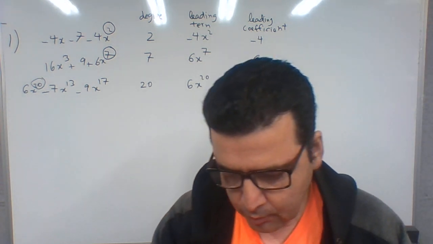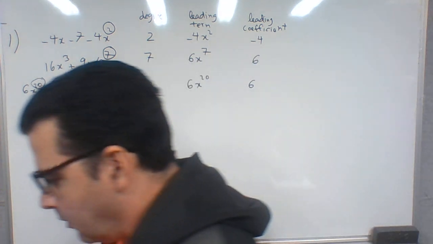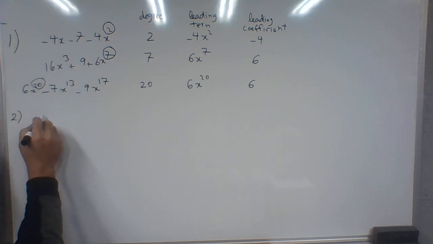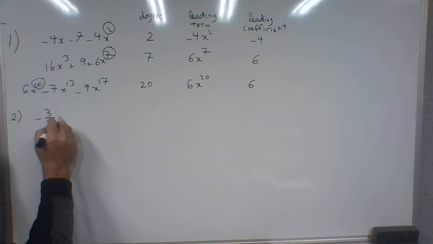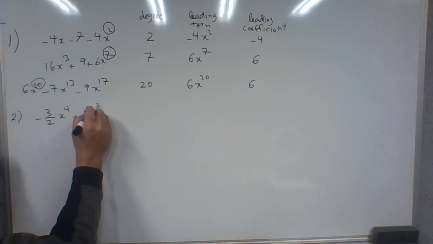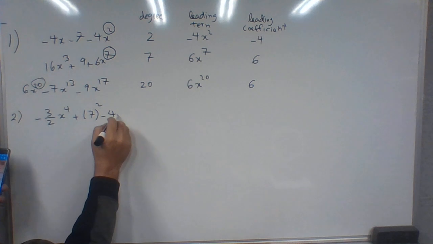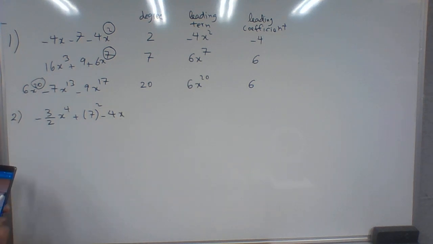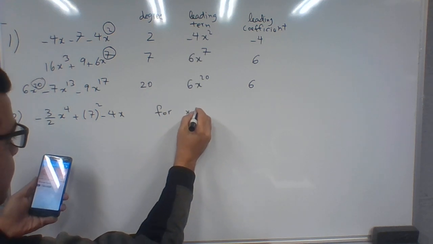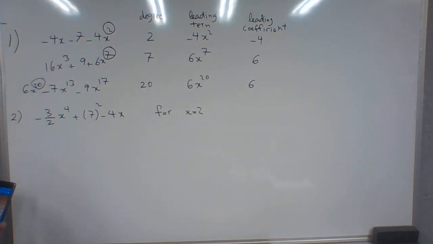Problem number 2. Number 2, evaluate minus 3/2 x4 plus 7 squared minus 4x for what value of x? For x equal 2. If needed, round your answer to 4 decimal places.